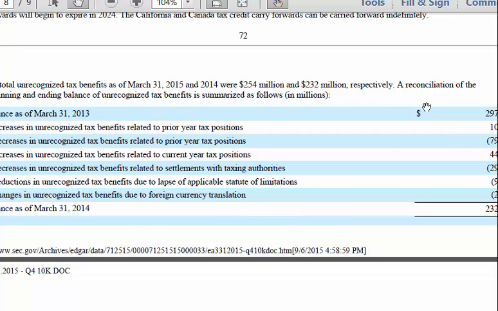And so they tell you what happened. They say, hey, last year we had 297. We increased it a bit, decreased it a bit, we settled, some stuff we got away with because the statute lapsed, and now we have 232 left. So they're telling you that on their balance sheet they've recorded 232 million of credits related to tax things that they think they might lose if audited. And these are actual tax dollars.